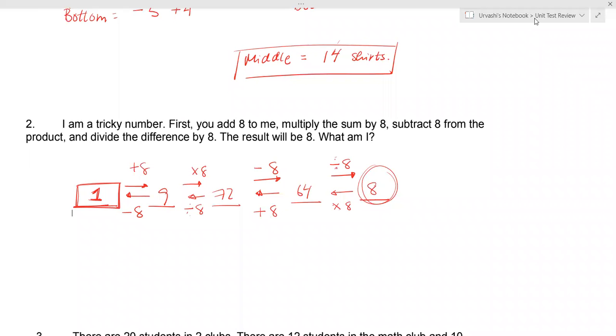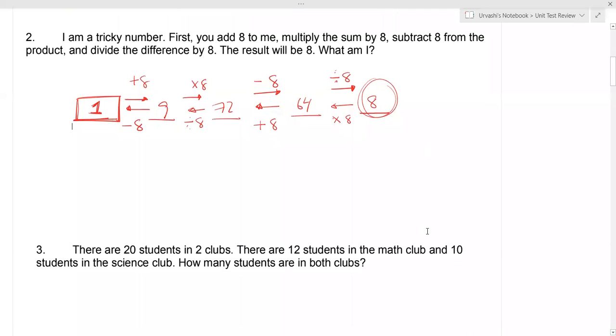Let's have, one second. Sam, I'll have you go number 3 then.